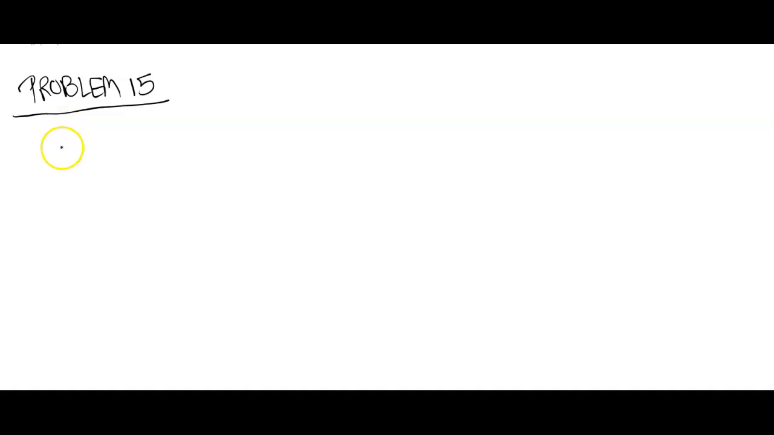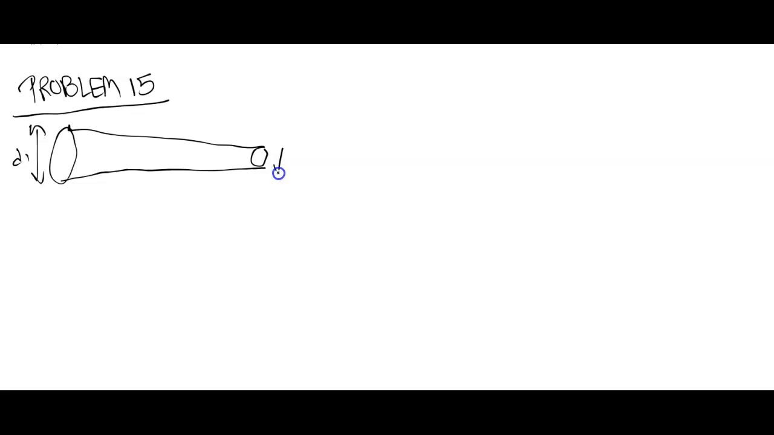Okay, the next problem is a fluid problem, and we're told that we have a tube that has a diameter d1, and then it shrinks to a diameter of d2, and we know there's a velocity v1 going into the bigger diameter and a velocity v2 coming out of the second diameter.